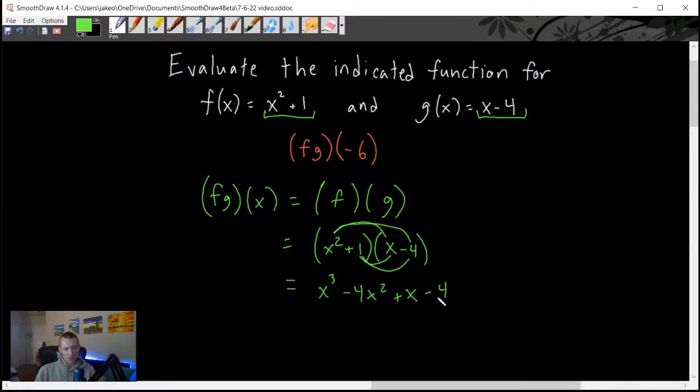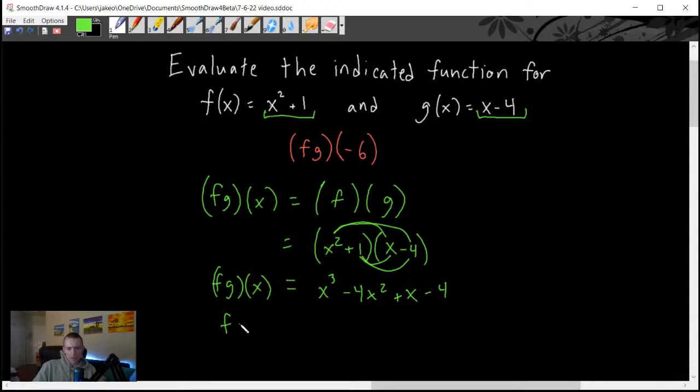In this case, there's not really any simplifying we can do because there are no like terms that we can combine here at this point. So this is basically as simple as f times g of x is going to get, but we're not done because remember what we're looking for is f times g of negative 6.